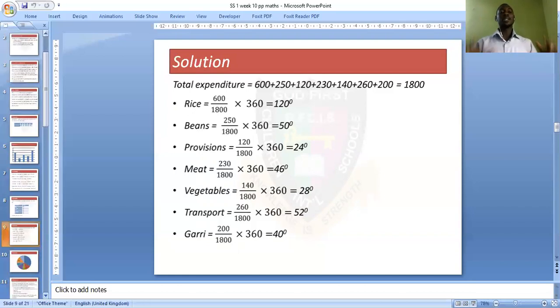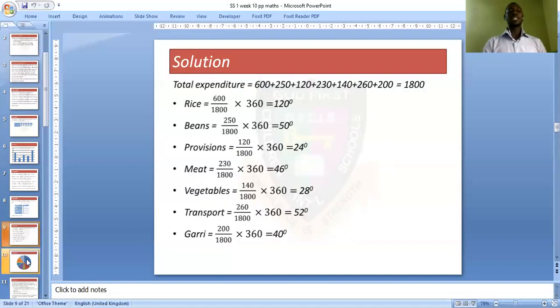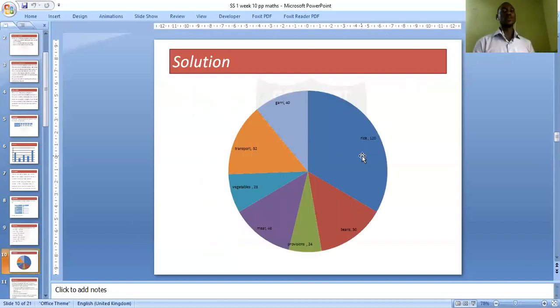Get your drawing materials, get your compass and your protractor to get the individual angle, starting from the center of the circle. You find the biggest one first, which is 120 degrees. This is the pie chart. Rice takes the largest size.